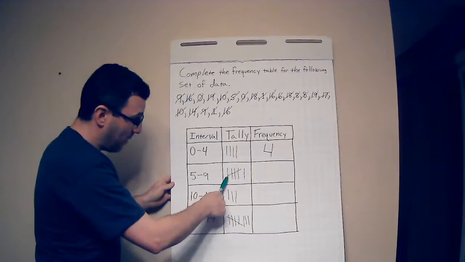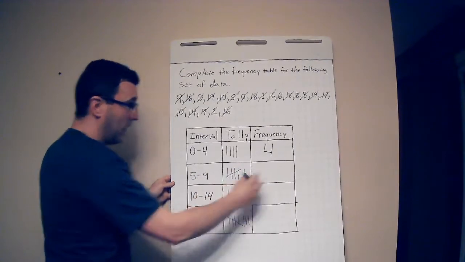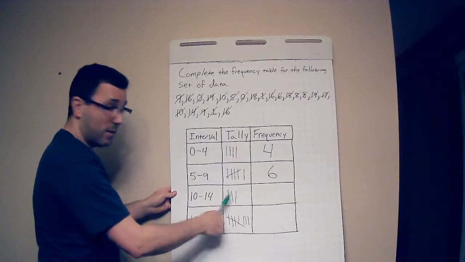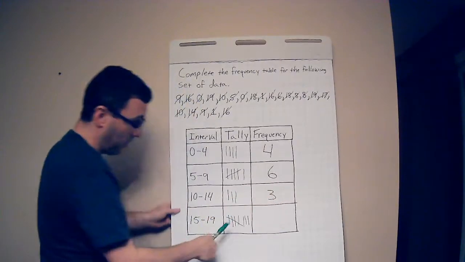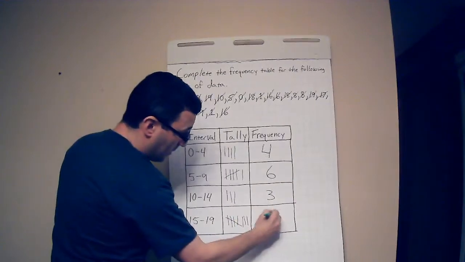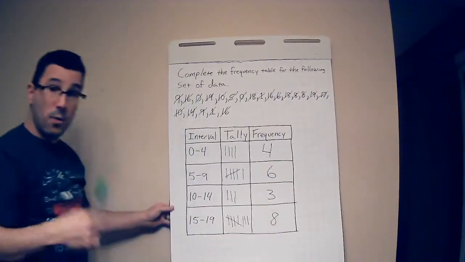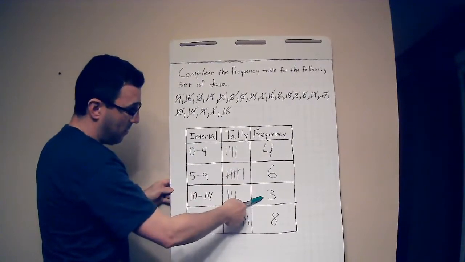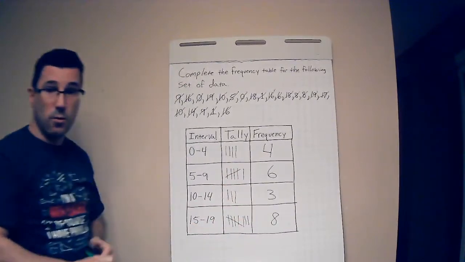From 5 to 9, I have 6. Here I have 3. Here I have 5 plus another 3, so that's 8. So if I wanted to see how many I have in total, I have 10, 13, I have 21 in total.